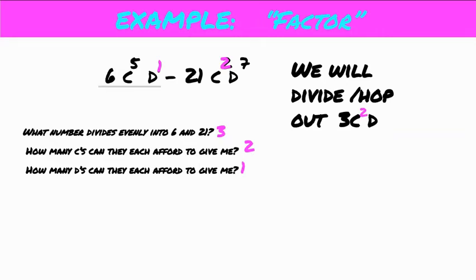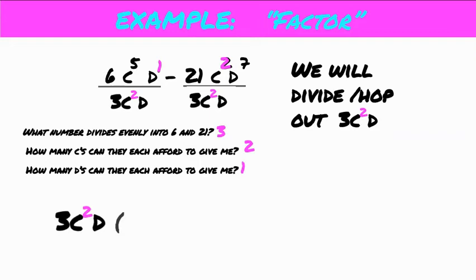And you can picture dividing each term by that monomial. We're going to hop it out, or undo what we did when we multiplied. So here's what I'm hopping out, my common monomial. I have to decide what I put back in the parentheses. So we go up to the top and we start dividing. 6 divided by 3 is positive 2. c to the 5th divided by c squared, I subtract those exponents. So I get c to the 5 minus 2, or c to the 3rd.